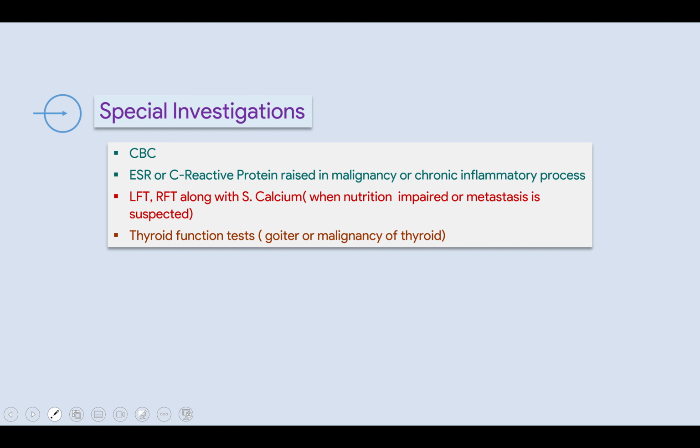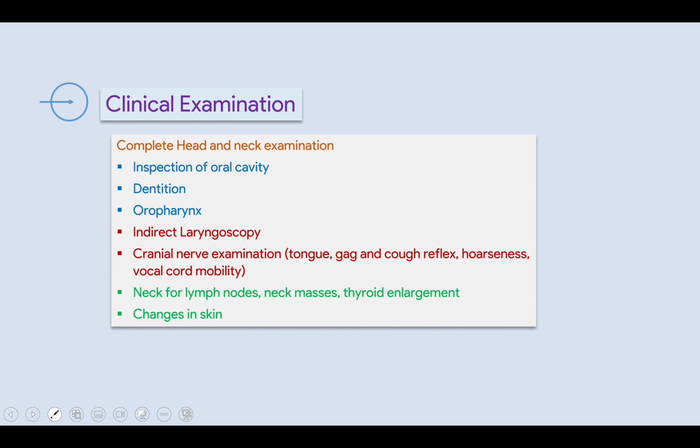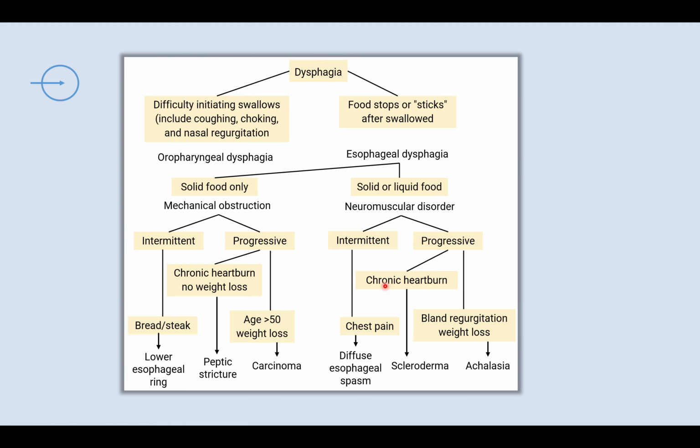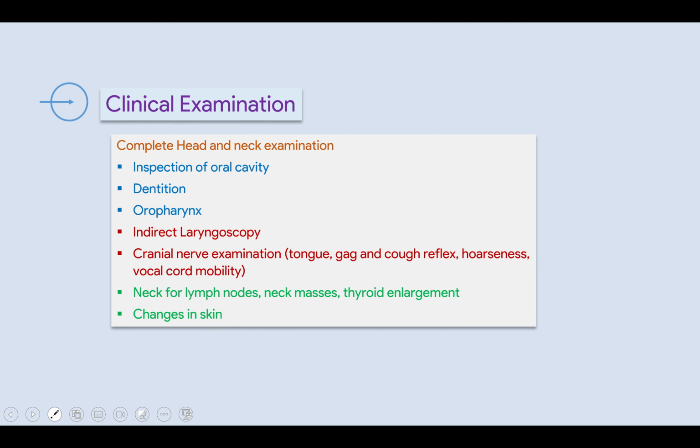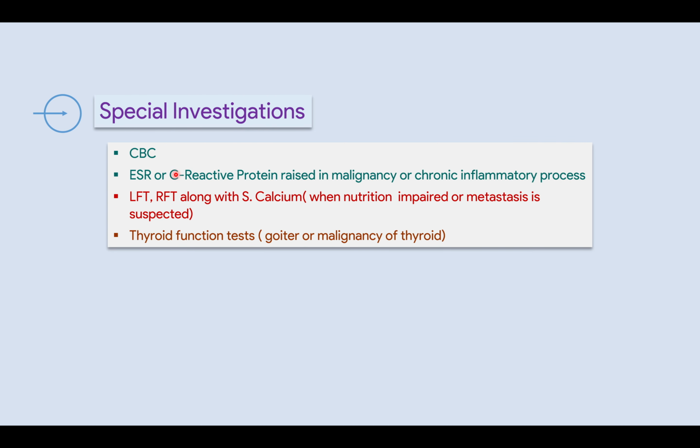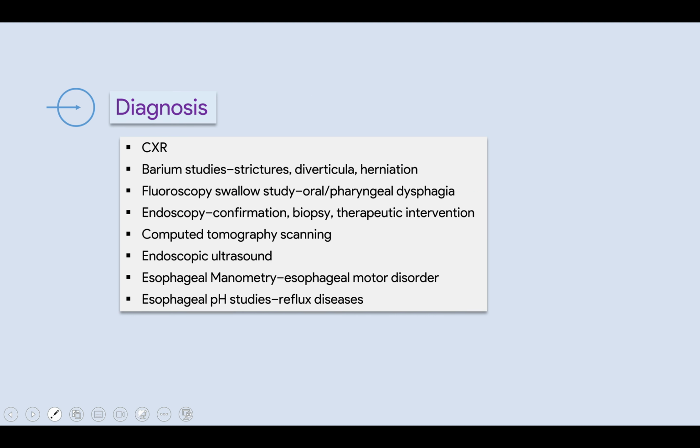Now coming to the investigation. What investigations will you order? You cannot order all the investigations in the world. So you need to be thorough about the differential diagnosis. The flow chart I explained previously will help differentiate what kind of dysphagia the person is suffering from, and will guide what kind of investigation you should order. So the CBC, ESR or C-reactive protein, LFT, RFT along with serum calcium, and thyroid function test. These are a must in a patient who comes to your clinic with dysphagia.